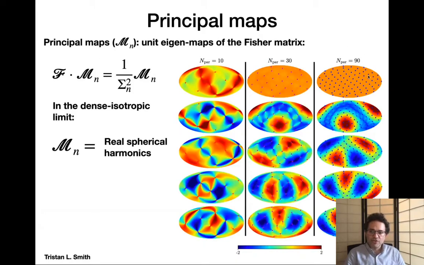If we zoom ahead and look at a PTA that has 90 pulsars that are isotropically distributed, these patterns look familiar. We have a monopole, we've got a dipole, and we have some pieces, I should say, some pieces of higher order real spherical harmonics.